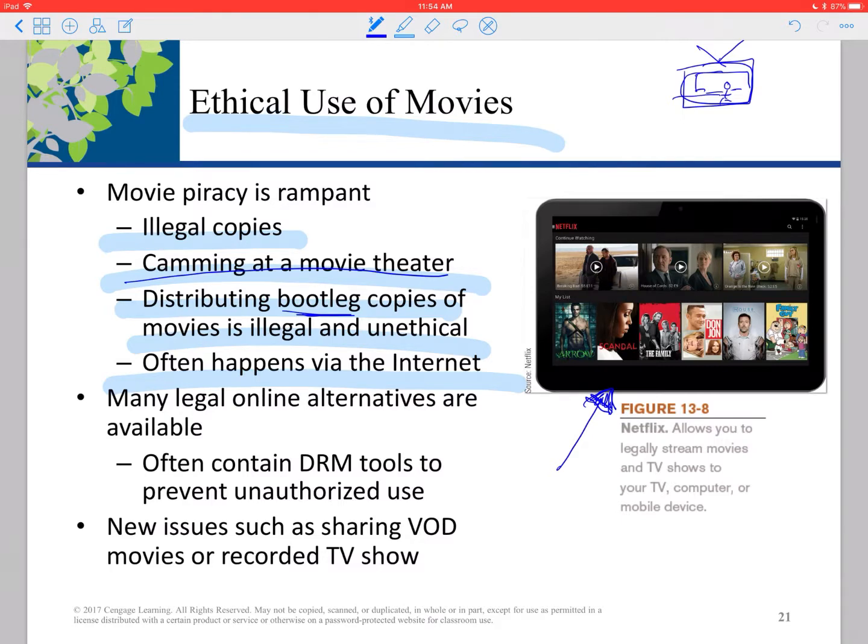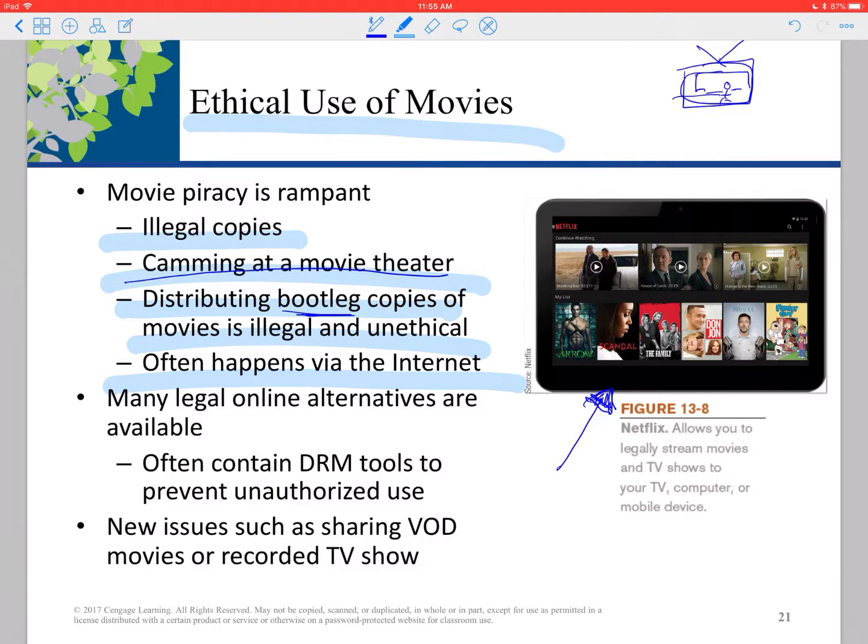Is it illegal to purchase a bootleg copy? Yes. Is it illegal to sell a bootleg copy? Yes. All of the things we talked about are unethical. So when you think about your relationship with the movies that you have, are you doing this in an ethical fashion? Are you doing it in a legal fashion? If not, just think about what you're doing and be aware of the consequences, okay?